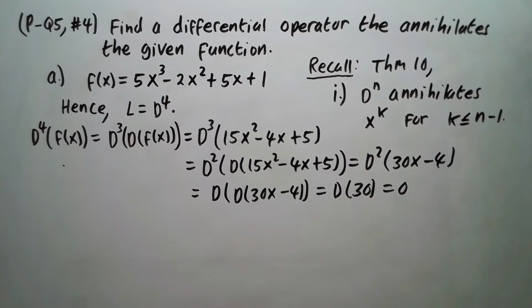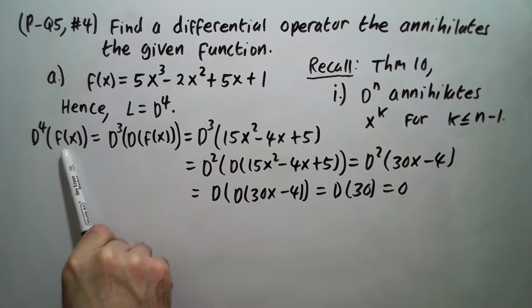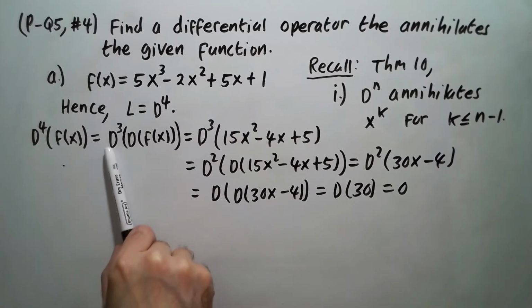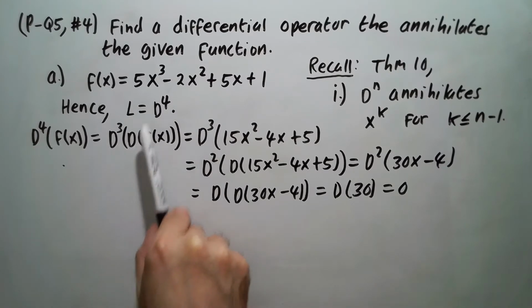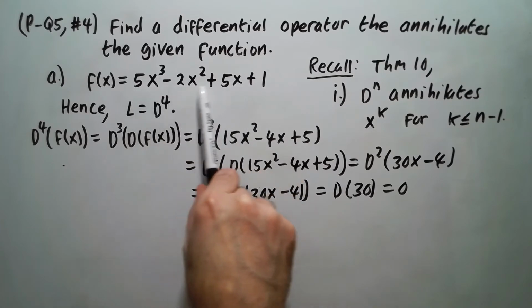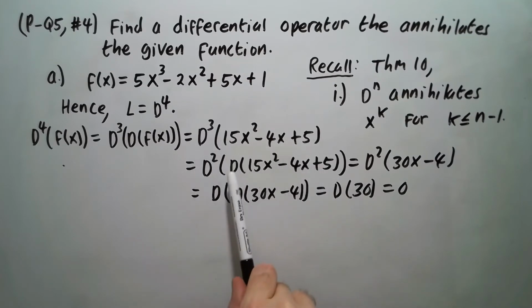Okay, so I'm going to show it here. You don't have to show it for your quiz, but I'm just going to show you to give you some intuition. So I'm claiming that D4 of our f function should be 0. D4 can be broken up as D cubed, then D times f. So if I took the first derivative of this guy, it would be 15x squared minus 4x plus 5, which I have here. Then it'll be D cubed of this guy.